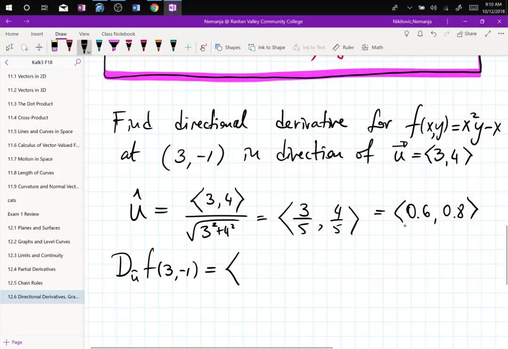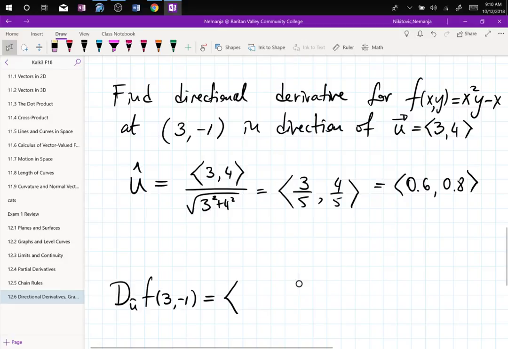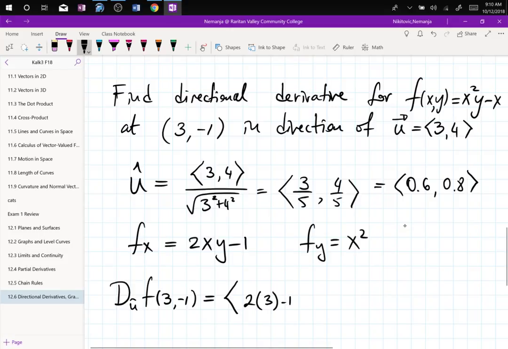which is the partial derivative of f. You know what, let's find the partial derivatives first. I generally skip that step, I just do it as I go along, but since we are learning, let's find the partial x first. Partial x is simply 2xy minus 1. And then we find partial of y, which is just x squared. So now we do partial x computed at (a,b). That's going to be 2 times 3 times negative 1 minus 1. So that's partial x. Comma, partial y computed at this point is just 3 squared. And then times (3/5, 4/5) as a dot product.